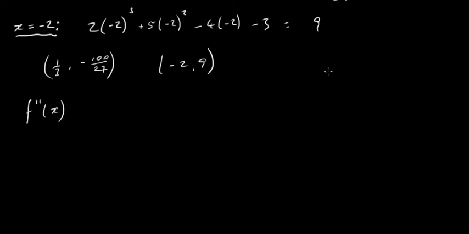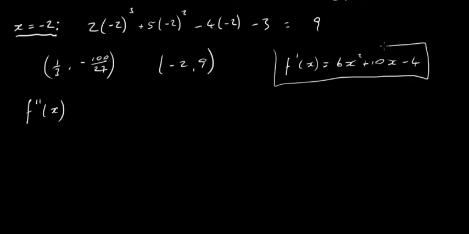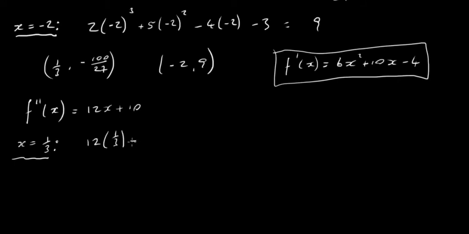So our differentiated function initially was 6x squared plus 10x minus 4. This is our differentiated function, so we've got to do that again. Then differentiate a second time, you get 12x plus 10. And what you do then is take your two x values. We'll take the 1/3 first of all. So you take that and put it into this function. So in other words, it's 12 times 1/3 plus 10.